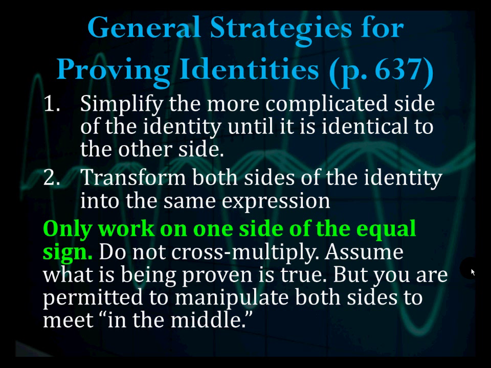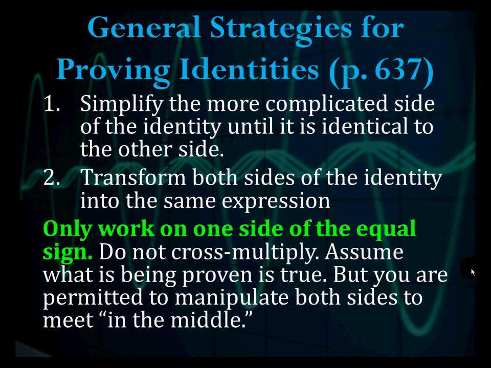Alright, general strategies for proving identities. These are found on page 637 of your book. So, what you're going to want to do is apply a strategy to solve problems like the ones on 3, 4, and 5. First, you're going to want to simplify the more complicated side of the identity until it's identical to the other side. So you'll see a proof.